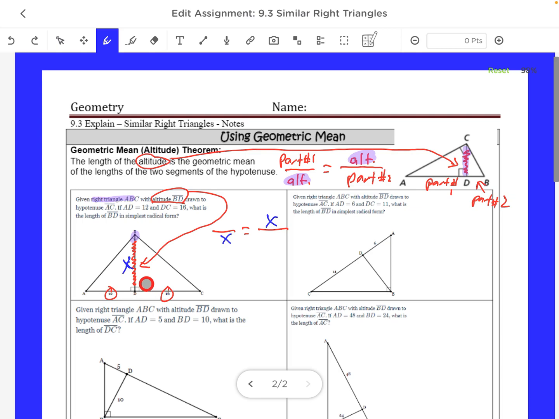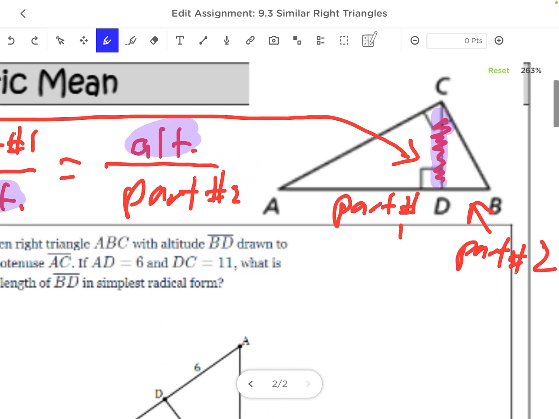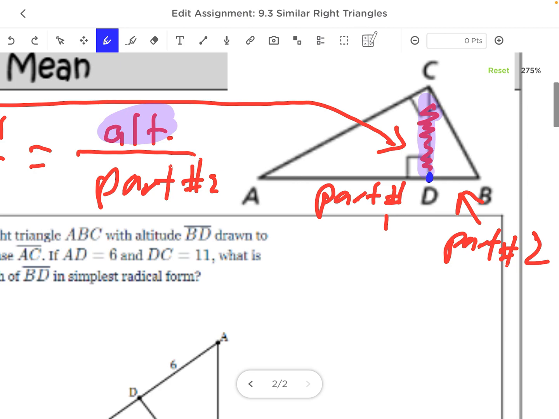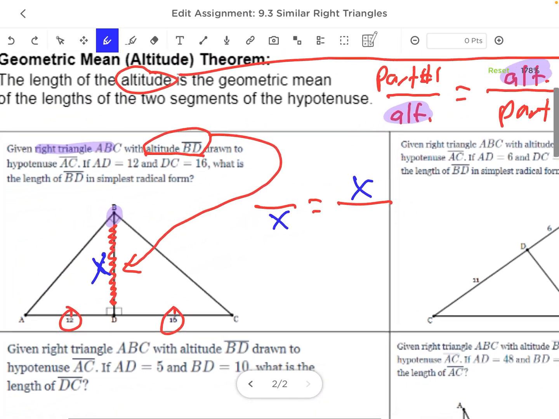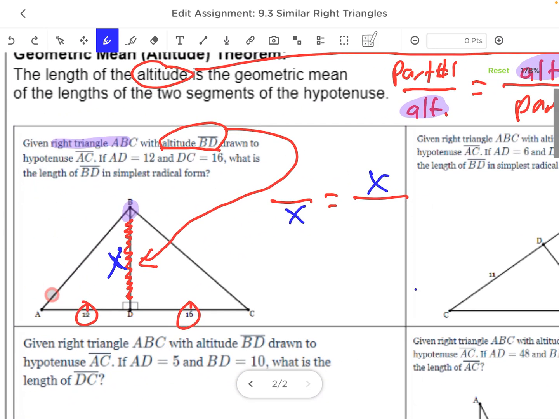Now we said the two parts. This is one part and this is the other part. So this creates two parts right over here. This is part number one, and this is part number two. That's created by that altitude. So let's look over here. Part number one is 12. Part number two is how much? 16. So we're going to put that there. That's what we do: we figure out the parts, and we put them there.